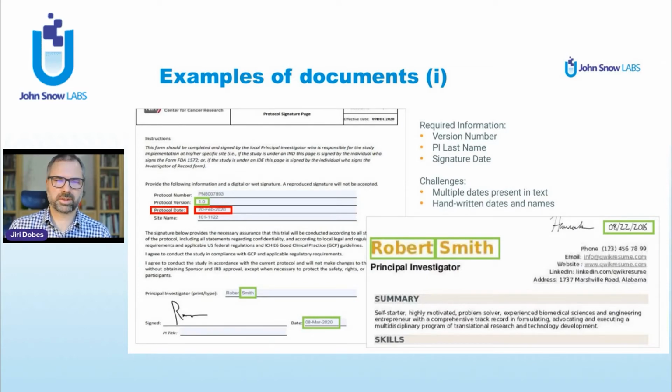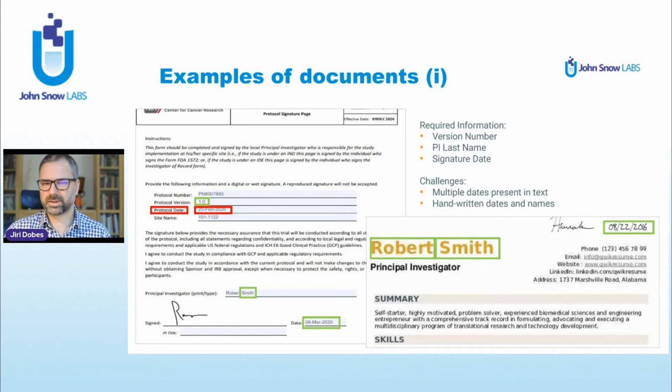I will show you first a few examples of the documents. Here is the protocol signature page. We need to extract certain metadata such as protocol version, last name of the principal investigator, and also protocol date. And here you can see that for the protocol date, there are two different dates in the document, and only one should be extracted.